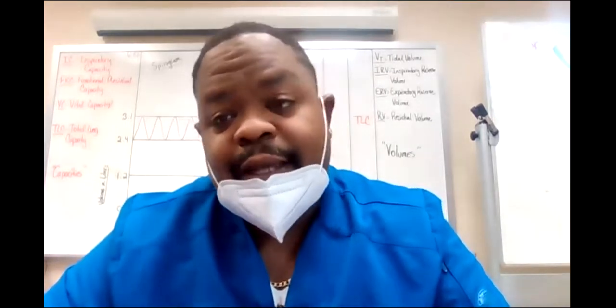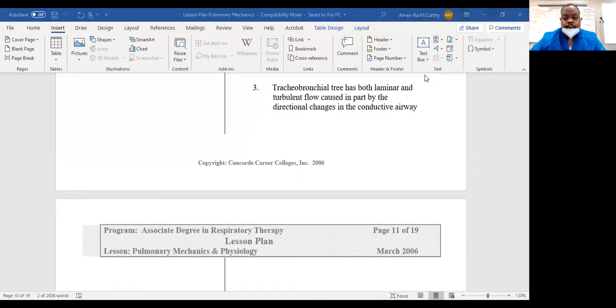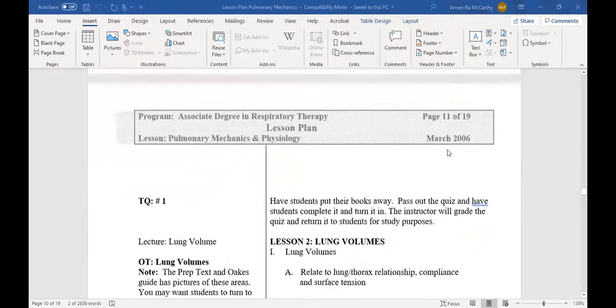Again, yesterday I told you you're going to have to learn how to define each volume, each capacity. You're going to have to know how to tell me how much is in it and how they correlate to FRC, compliance, and all of that. Okay. All right. So what we're going to do is pick up where we left off. We talked about that.